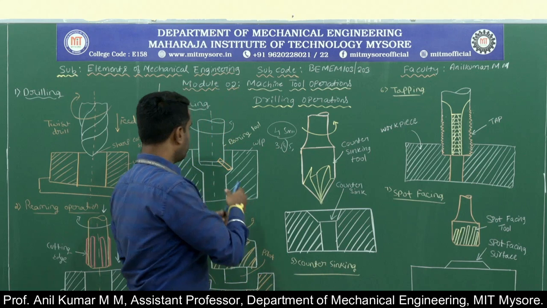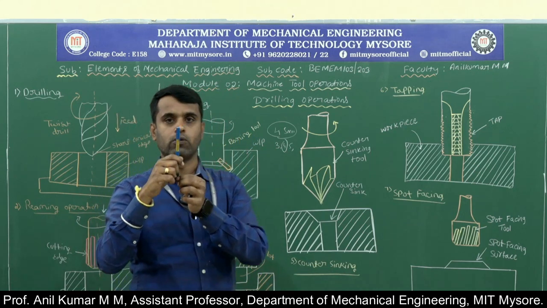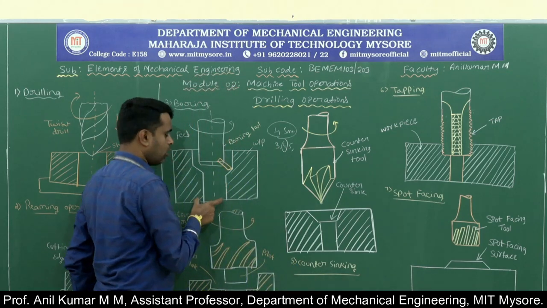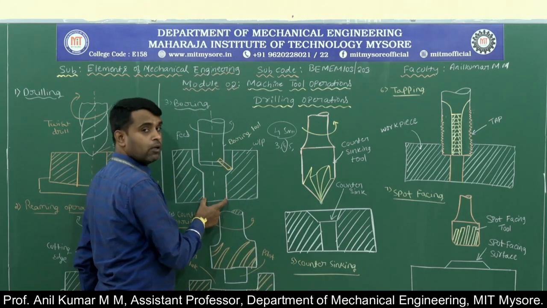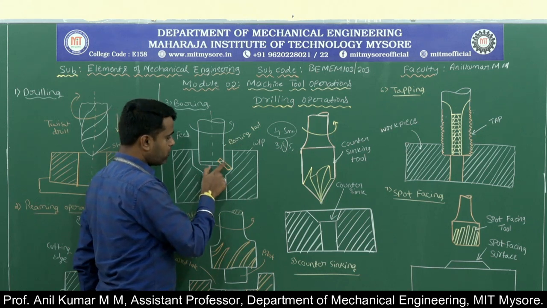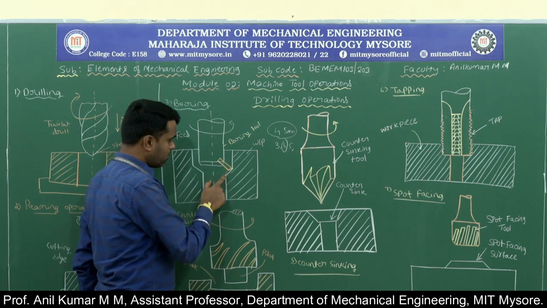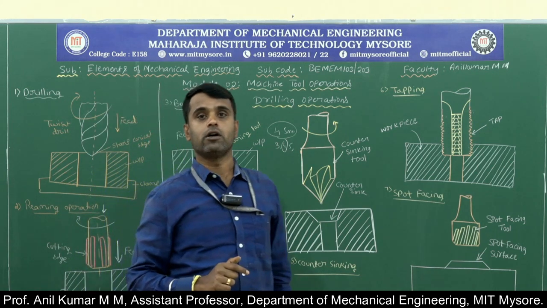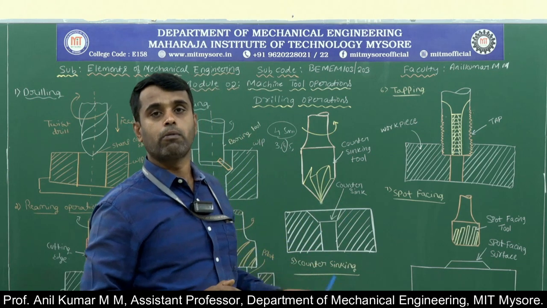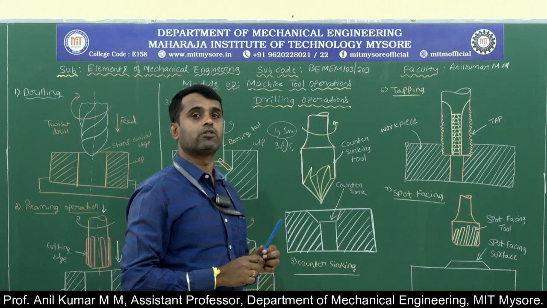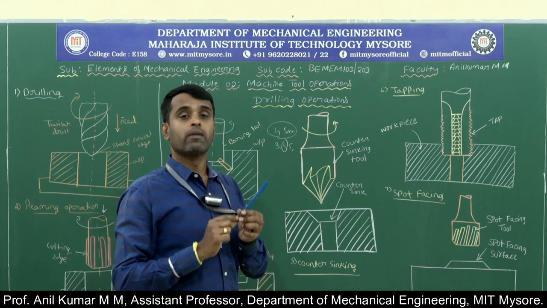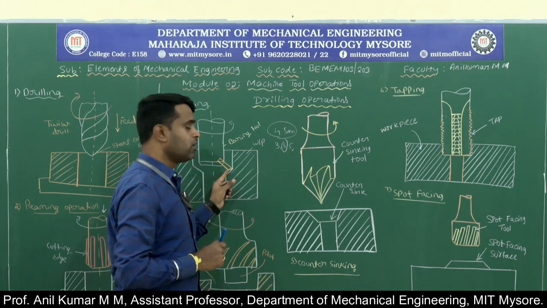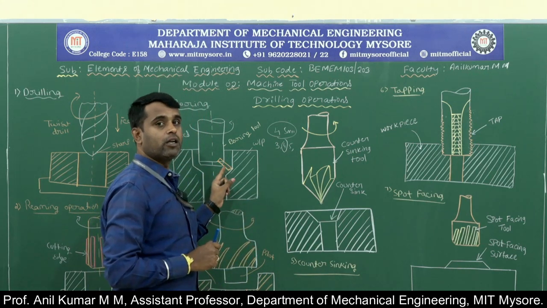Afterwards, with the help of this boring tool, which is our adjustable tool, we can increase the size of the previously drilled hole. This is the previously drilled hole. With the help of this single point cutting tool we can increase its size. That operation we can call the boring operation, performed with the special tool called the boring tool.